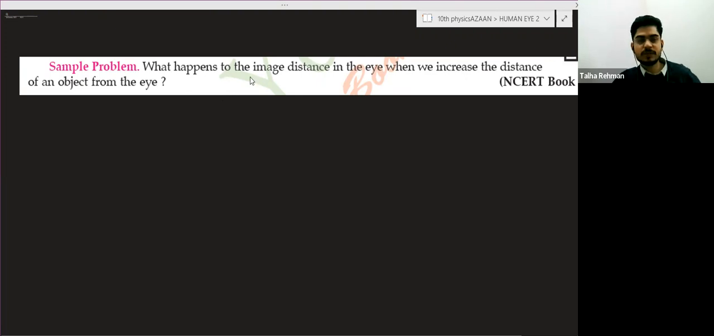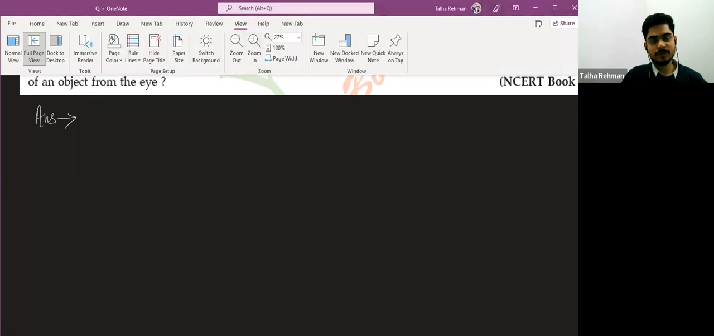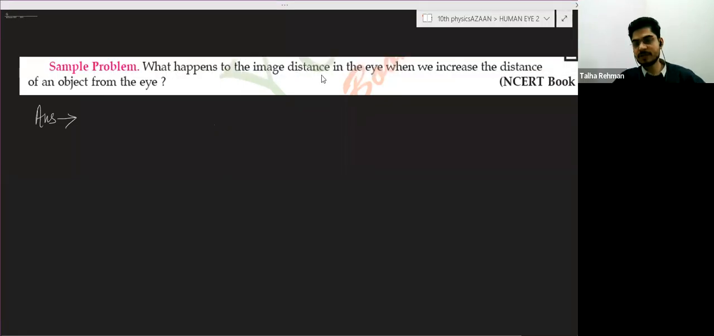They are asking what happens to the image distance in the eye when we increase the distance of an object from the eye? Can you give the answer of this question, Azaan? See, what happens to the image distance in the eye when we increase the distance of the object from the eye?